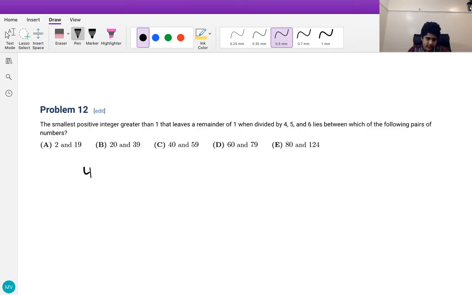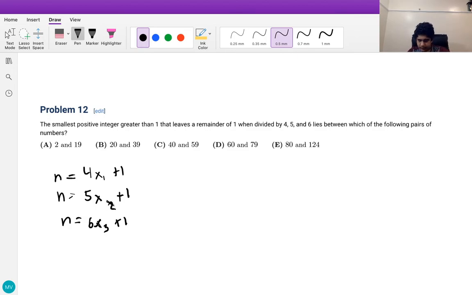4x1 plus 1. And let's denote this number as n. Similarly, we also have that n is equal to 5x2 plus 1, since n also has a remainder of 1 when divided by 5. And again, x1 and x2 are constants. Finally, we have n is equal to 6 times x sub 3 plus 1, where x sub 3 is, again, a constant.